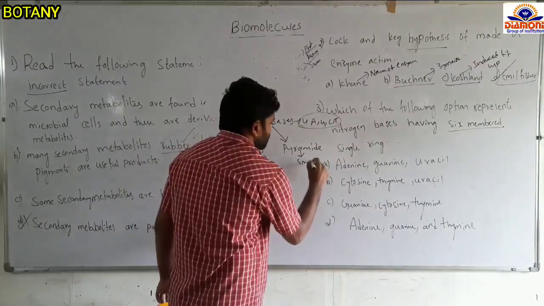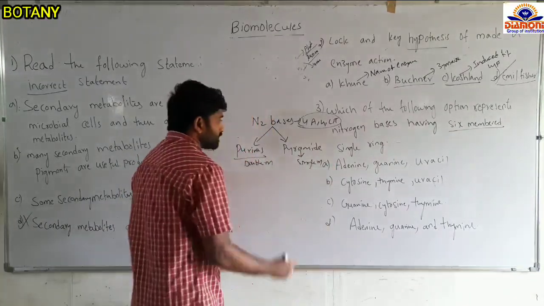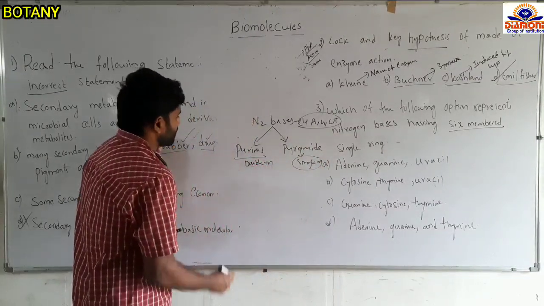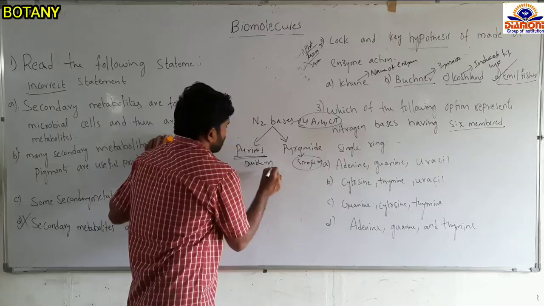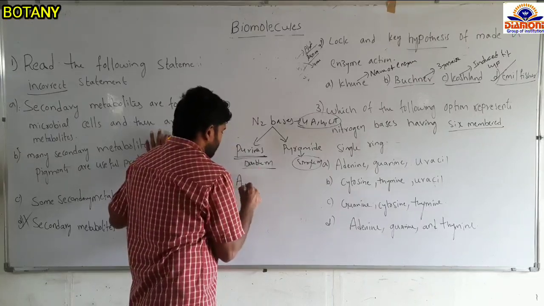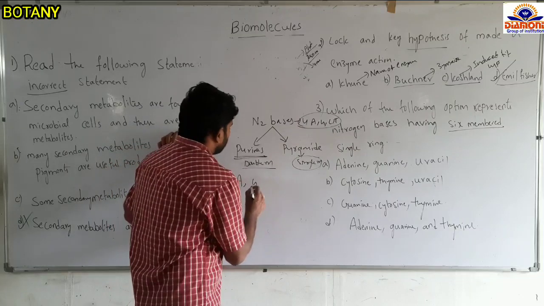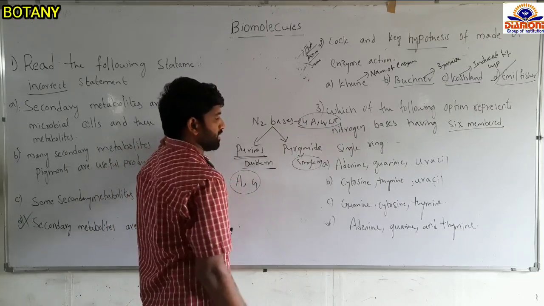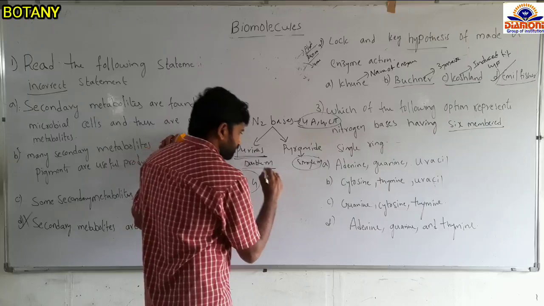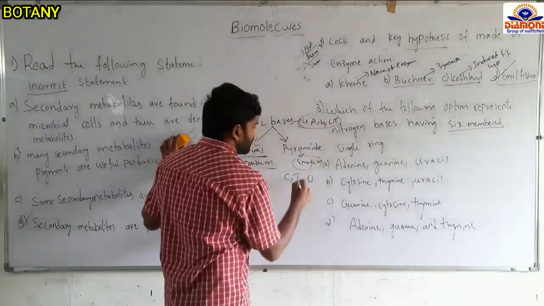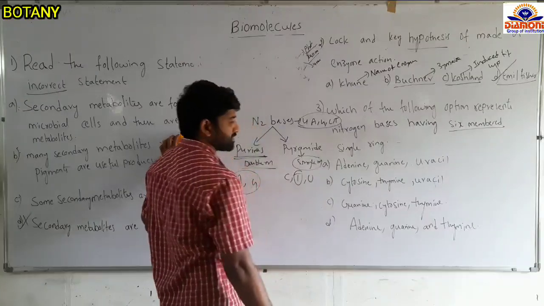Pyrimidines have a single ring structure. So these are the purines, adenine and guanine. Two rings are seen in adenine and guanine. Pyrimidines are cytosine, thymine and uracil. Instead of thymine, in RNA uracil is there.